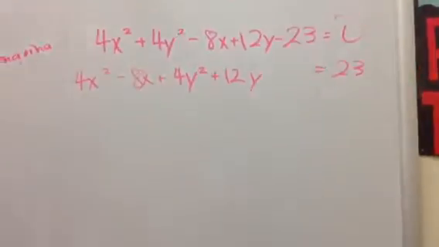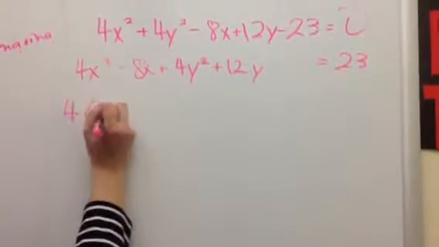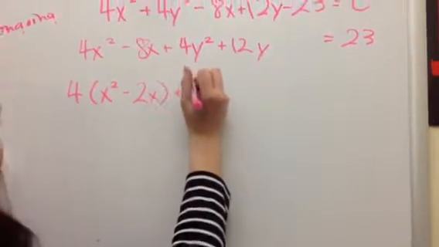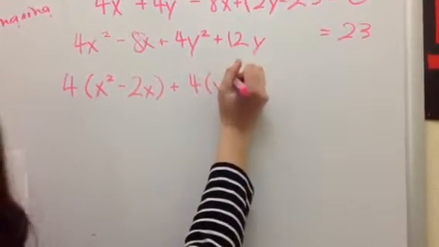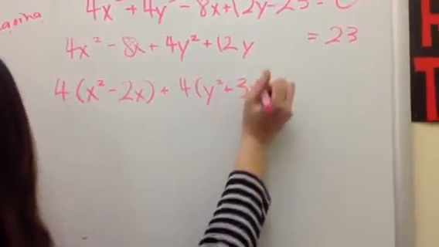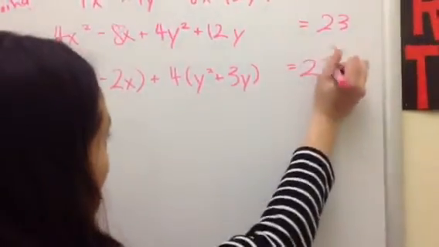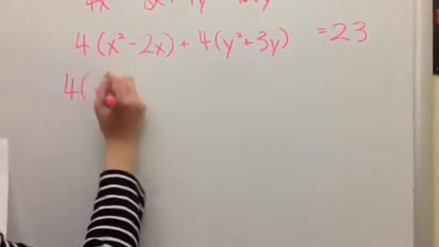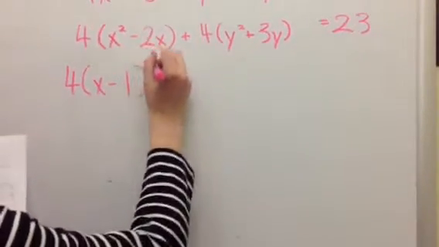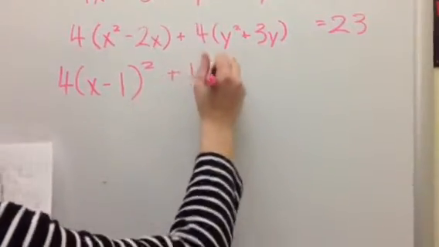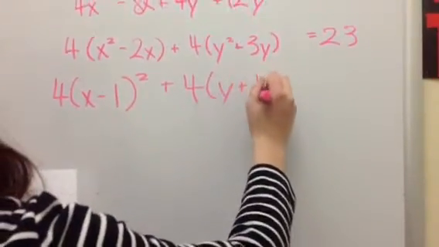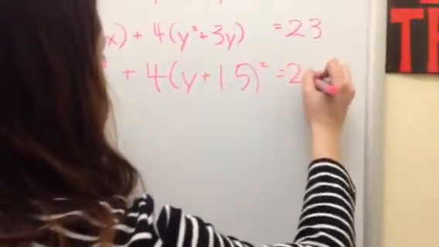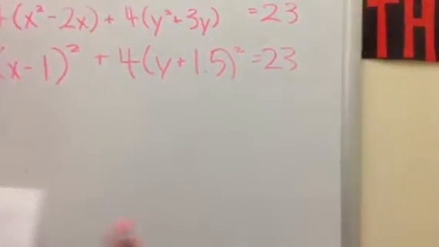Now she's going to factor out a 4 from the x's and a 4 from the y's. Simple enough to understand. 4 times quantity x squared minus 2x plus 4 times quantity y squared plus 3y still equals 23. And then next we're going to complete the square. Now this is probably the most confusing part, so don't be too sad if you don't understand it yet. We'll explain it in a different colored marker. It becomes 4 times quantity x minus 1 squared and 4 times quantity y plus 1.5 squared equals 23.